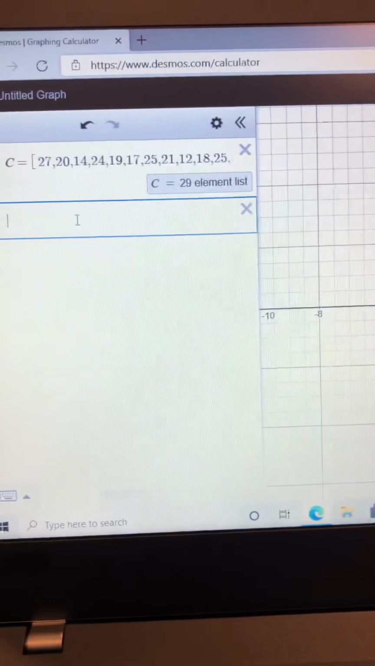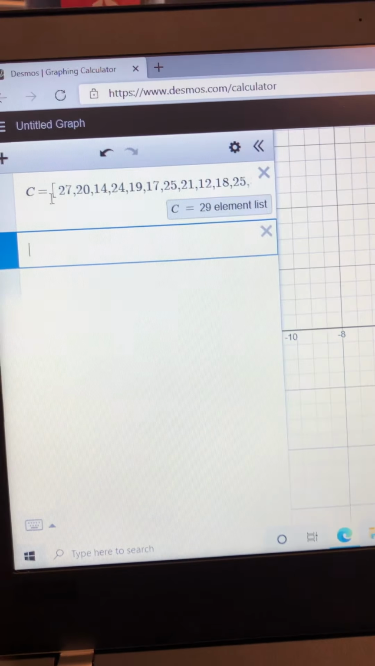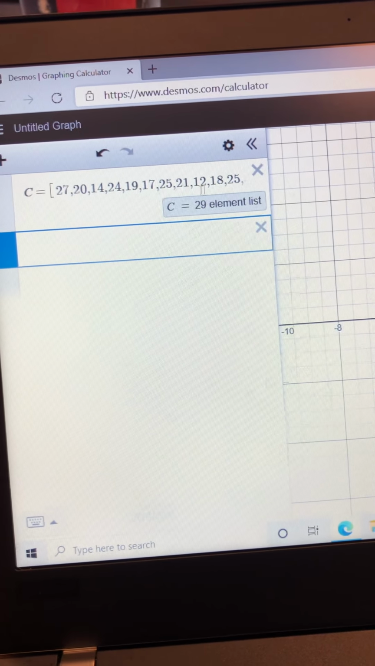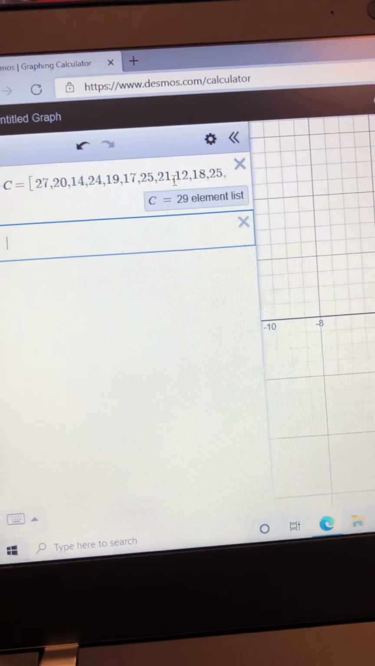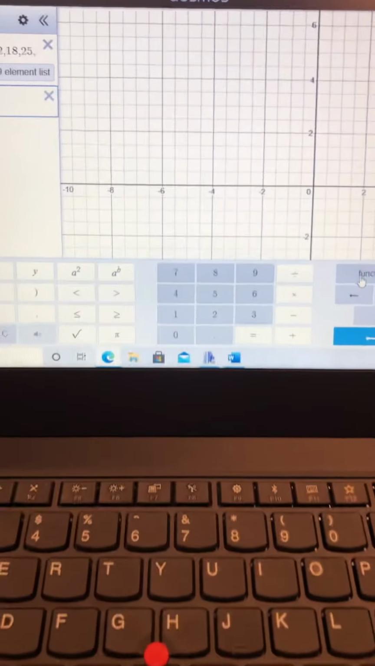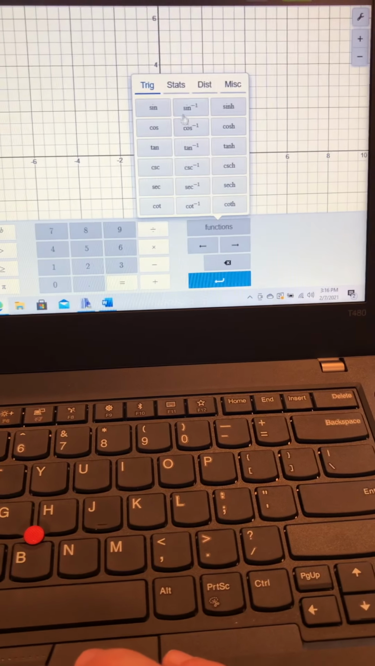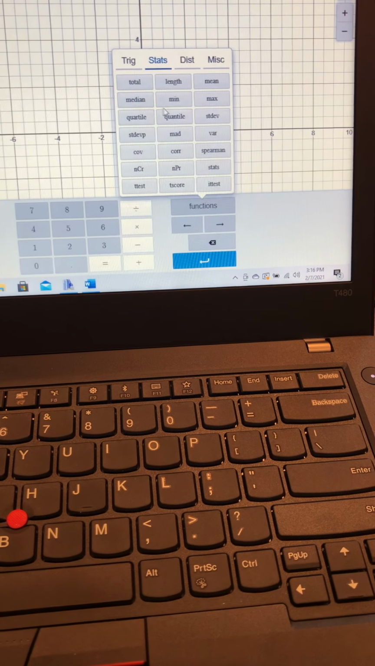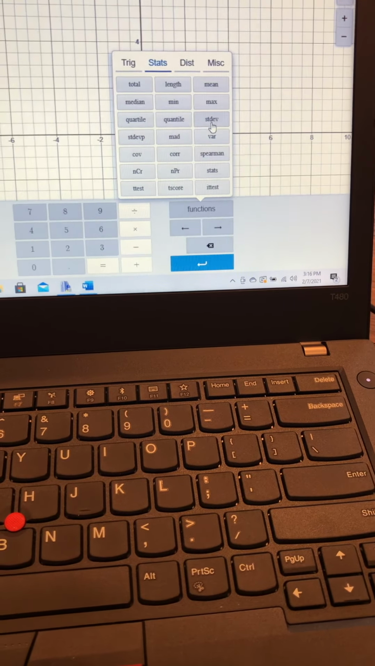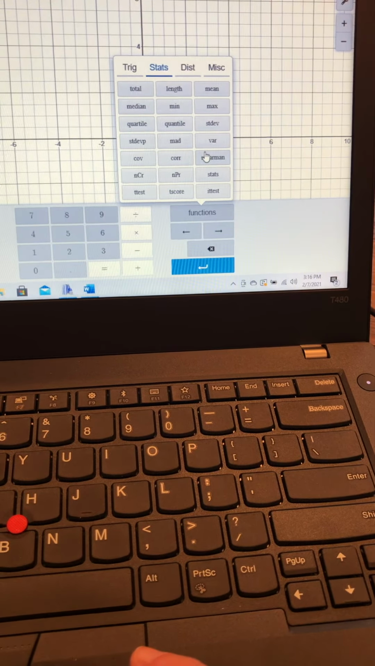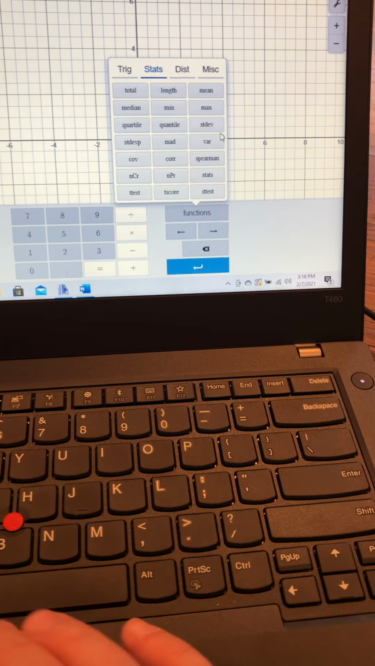So for Desmos, if you go to Desmos, to type in a list, I've already done that again to save time, so I called it C for cookie, is equal to a bracket, and then you just type in your numbers with a comma, okay? And then if you click on the little keyboard and go over to functions and up to stats, you have total, length, mean, median, minimum, maximum, quartiles, standard deviation. This is for a sample. Standard deviation P is for a population, variance, and some other stuff here that we've not got to.